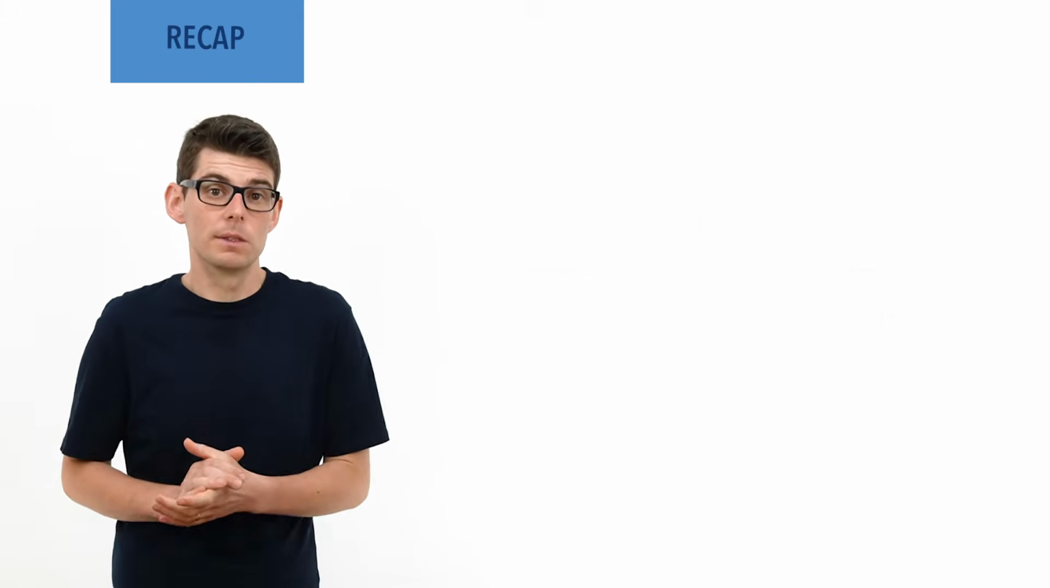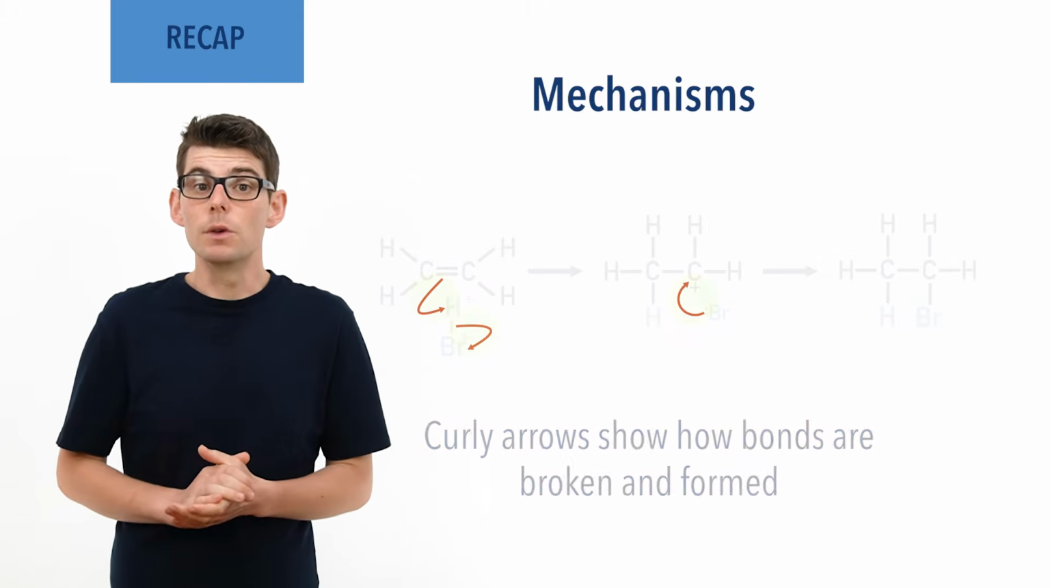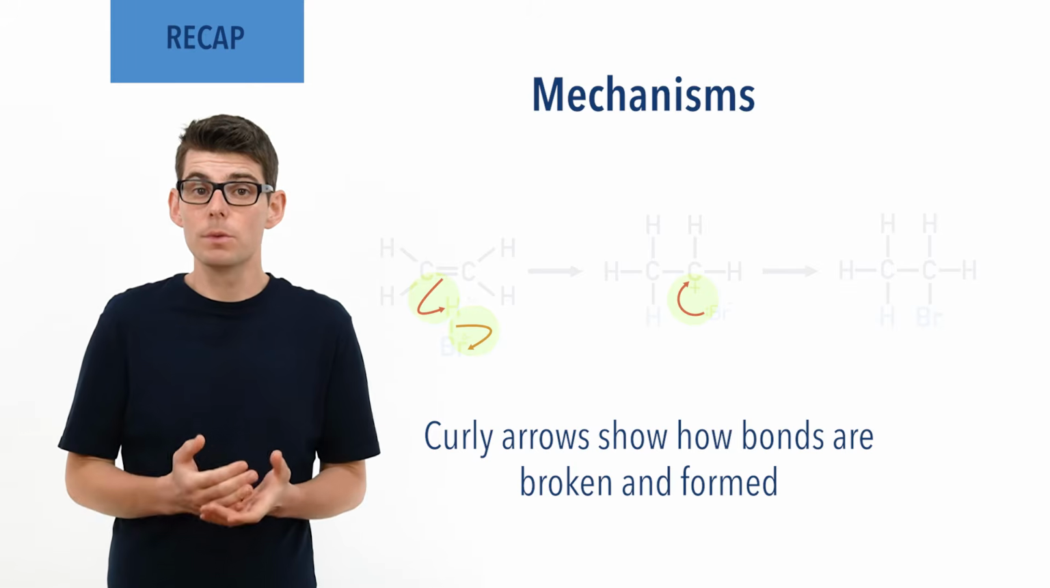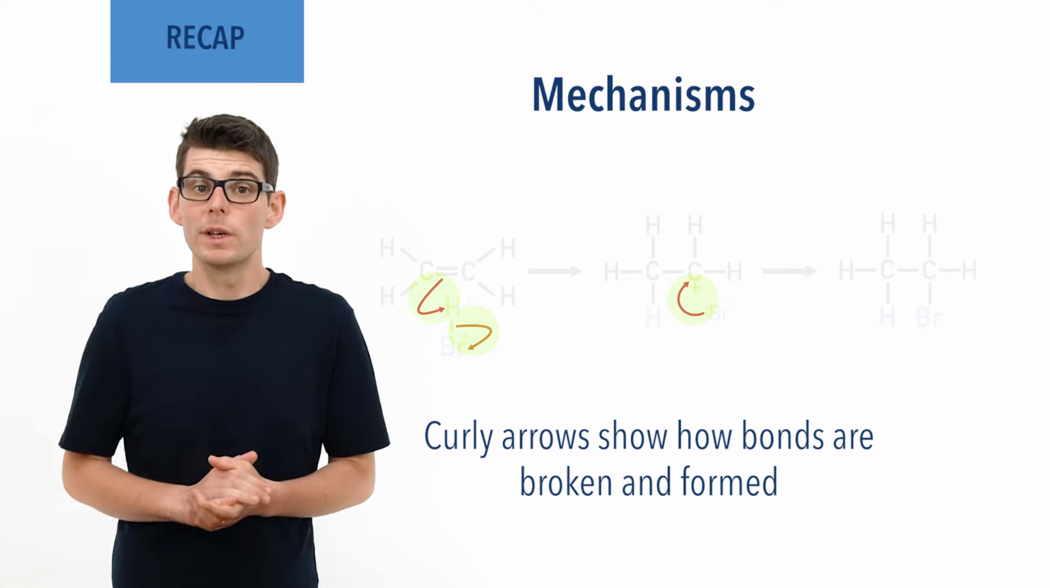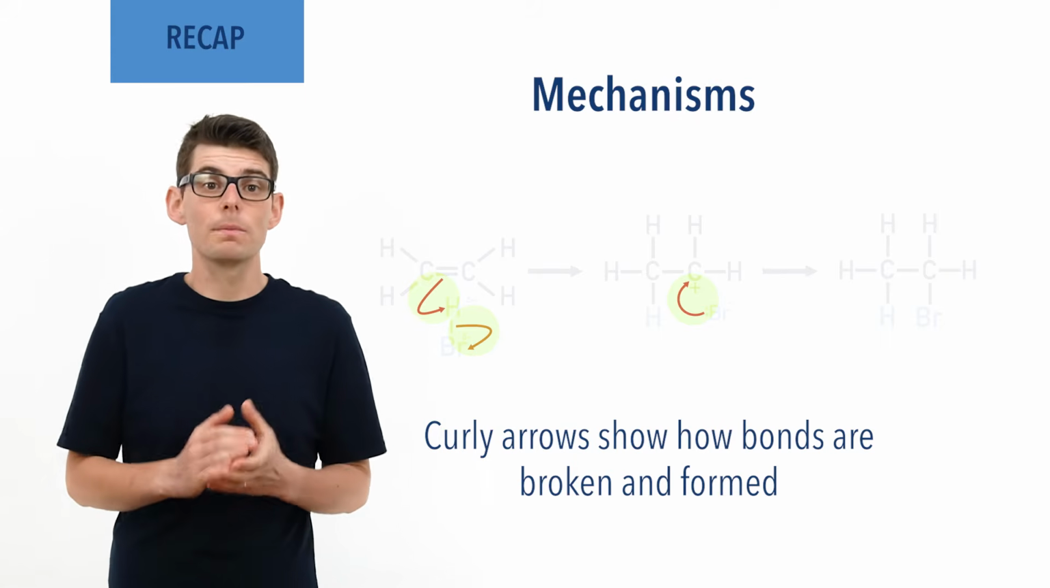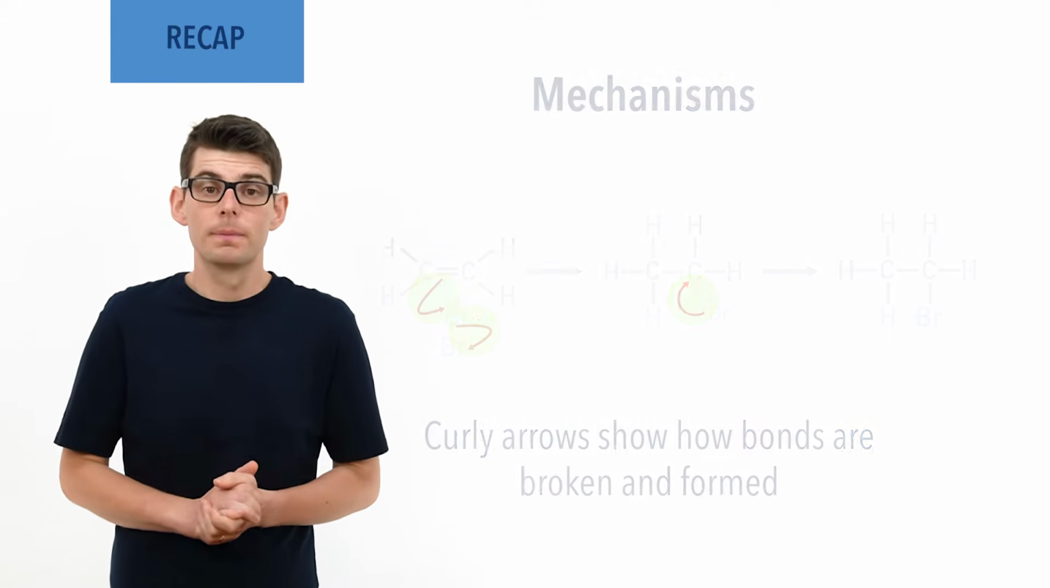In organic chemistry, we show the possible steps occurring in a reaction by using mechanisms. Curly arrows are used to show how a pair of electrons move as bonds get broken and formed. The arrowheads always point towards where the electron pair is moving to.